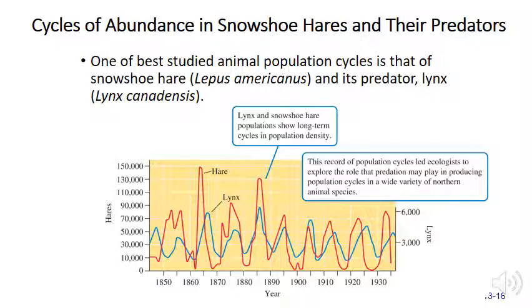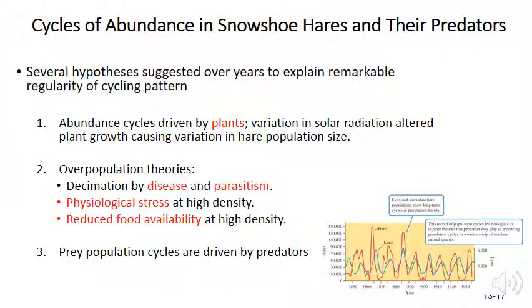And this is what's ultimately led many ecologists to believe that it's predation, in this case by the lynx, that controls or is a major factor in controlling the population dynamics of the prey, the snowshoe hare. So this system of snowshoe hares and lynx has been studied since the early 1900s, and scientists didn't immediately land on this idea of predators being important in controlling these remarkably regular cycles in population density of the hares.